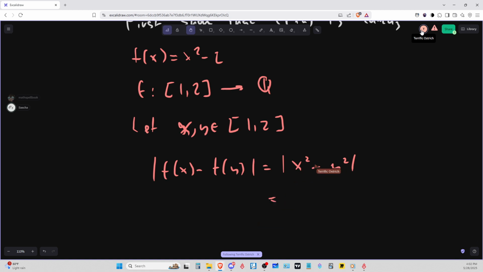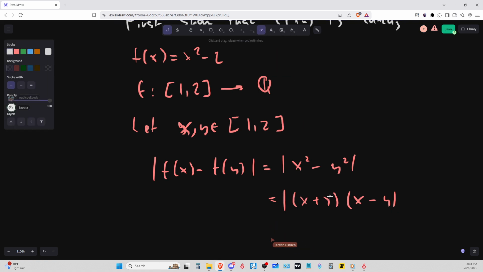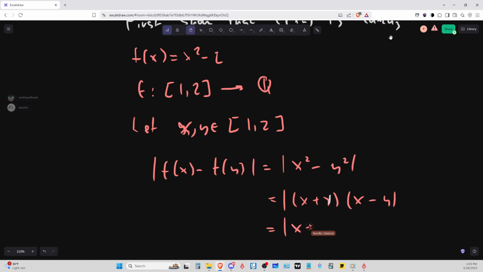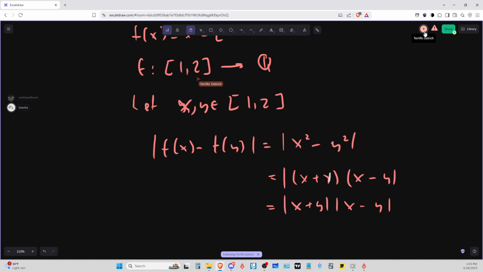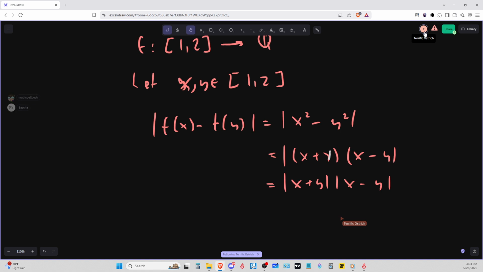Now if I use a little bit of algebra, the thing on the right is a difference of two squares, right? So it factors out as (x plus y) times (x minus y). And now I can use the fact that the absolute value is homogeneous, therefore I can write it as the product of the absolute values. But as x and y are inside of the interval 1, 2, the quantity x plus y is bounded. The worst case scenario is that x and y are both equal to 2, so this is bounded by 4 times |x minus y|.